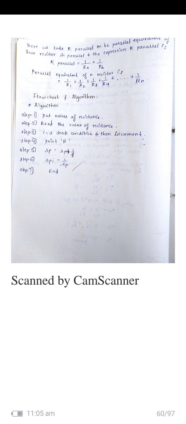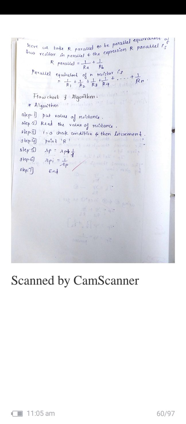Then the formula of the parallel equivalent resistance of N resistors is 1 upon R parallel equal to 1 upon R1 plus 1 upon R2 plus 1 upon R3 plus 1 upon R4 plus up to 1 upon Rn. This is the formula for parallel resistors in the N resistors. This is the basics of parallel resistance and the formulas.